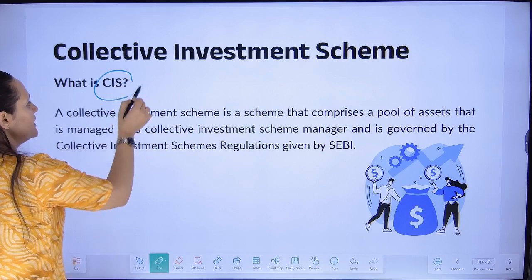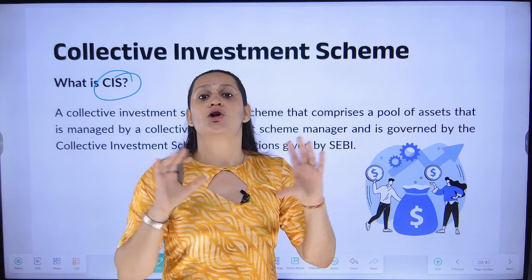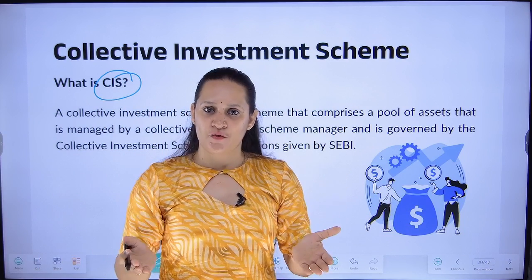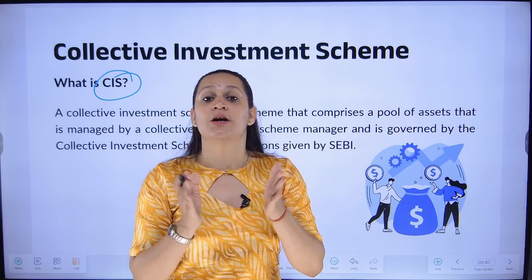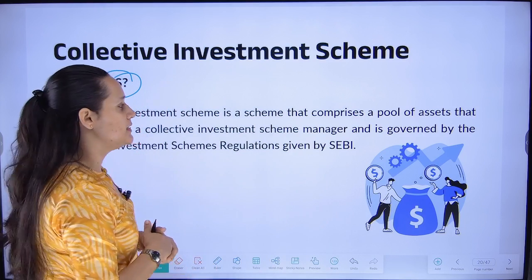Now, what is a collective investment scheme? In basic terminology, I have told you that it is where a lot of people put their money in the hope of getting a high rate of returns for a common objective. That is going to be called a collective investment scheme. Now, let us see what the actual definition of a CIS is.